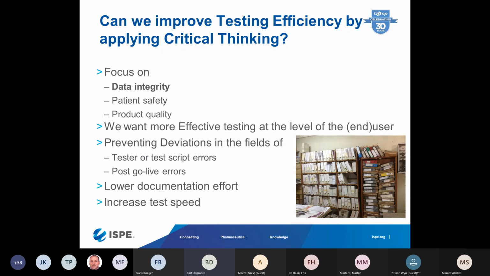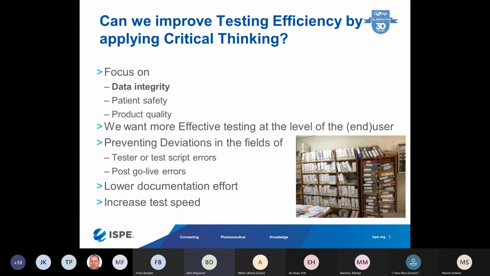So, thank you, Frans, for introducing this question. If we have a deeper dive into this question, we can see that we need to focus on data integrity, I think, because we're talking about software. So data integrity is important. An increased level of data integrity will for sure lead to more patient safety and also a better product quality.